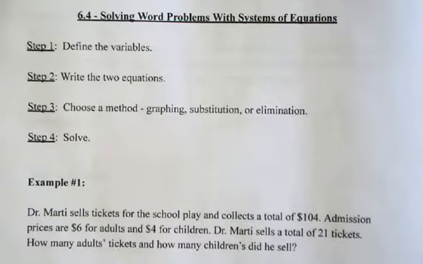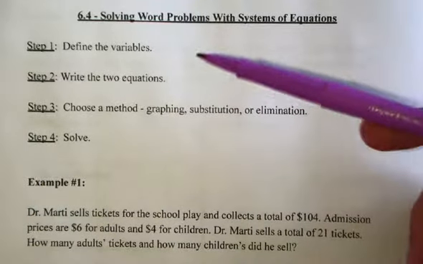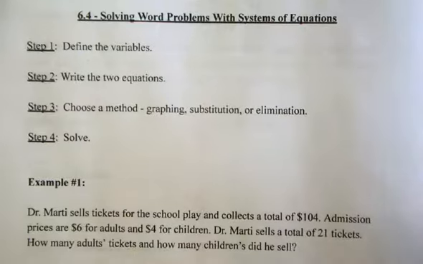Okay? So this is section 6.4. Solving word problems with systems of equations. There are 4 easy steps to this. The first is to define the variables. This is very important. When you get a word problem, you don't necessarily have variables like x and y. So you need to decide on the variables.